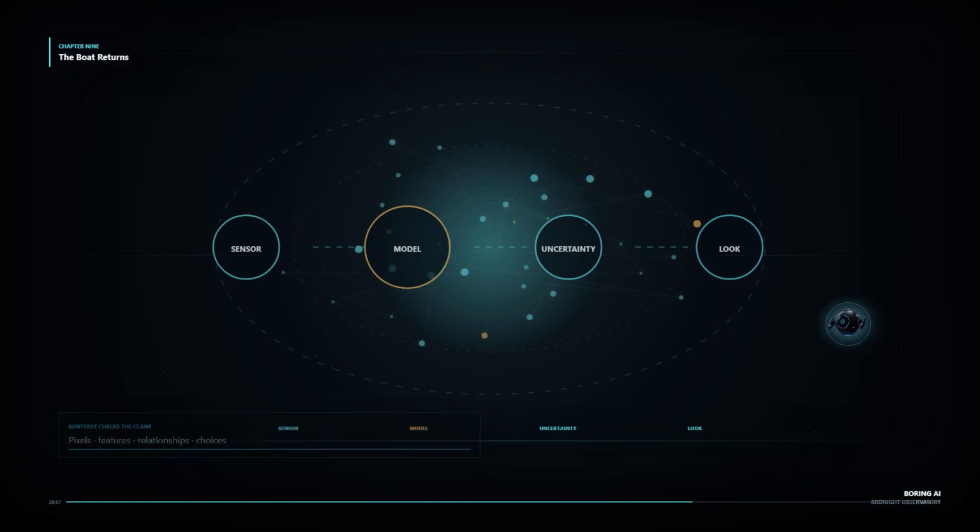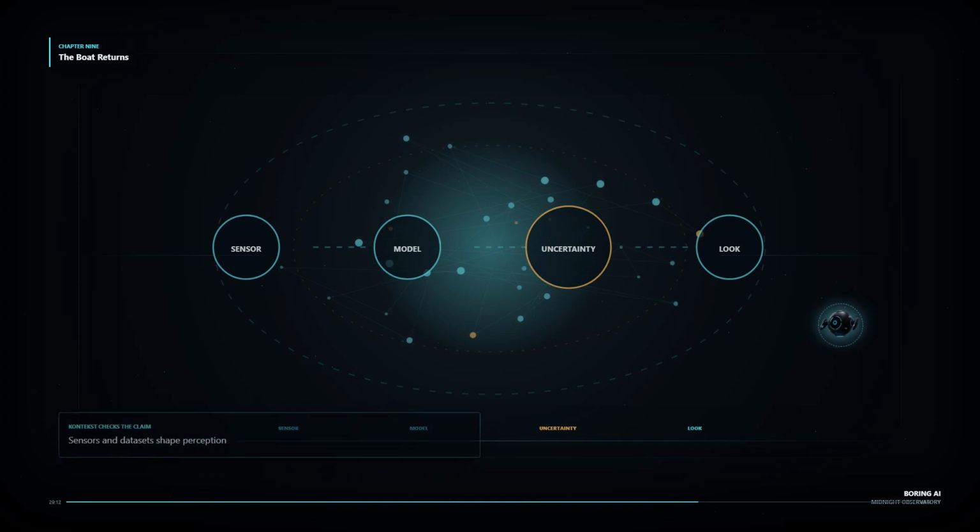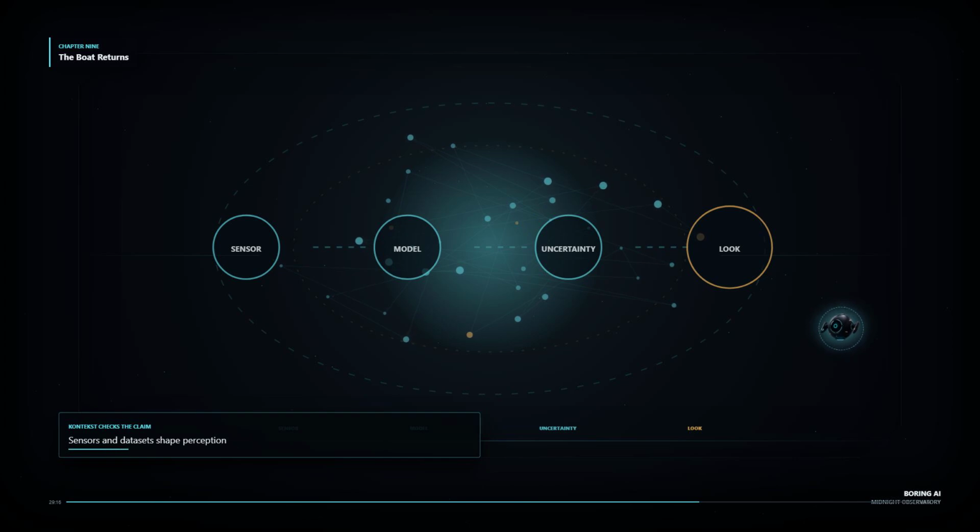Occlusion tests reveal some of these dependencies. Covering one region and observing the output can show which evidence mattered. But even this method must be interpreted carefully. Covering a region creates a new image distribution. The patch used to hide the boat may itself influence the model.